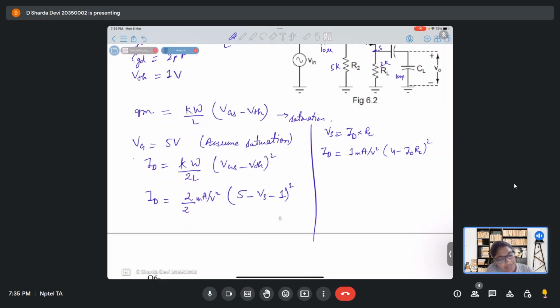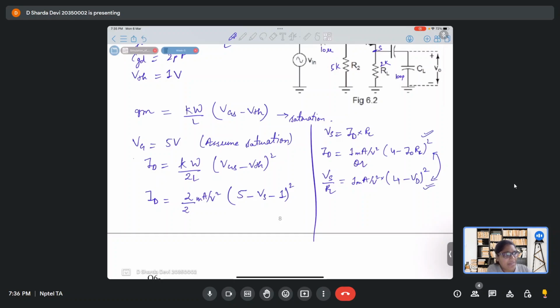So we can either solve it like this, or we can substitute ID, or we can substitute VS. One way is to write it like this, or the other way, we can write it as VS by RL equal to 1 milliamps per volt square into 4 minus VS whole square. This is also another way of writing it. Both are equal. So you can solve either of the expressions. You will find ID or you will find VS.